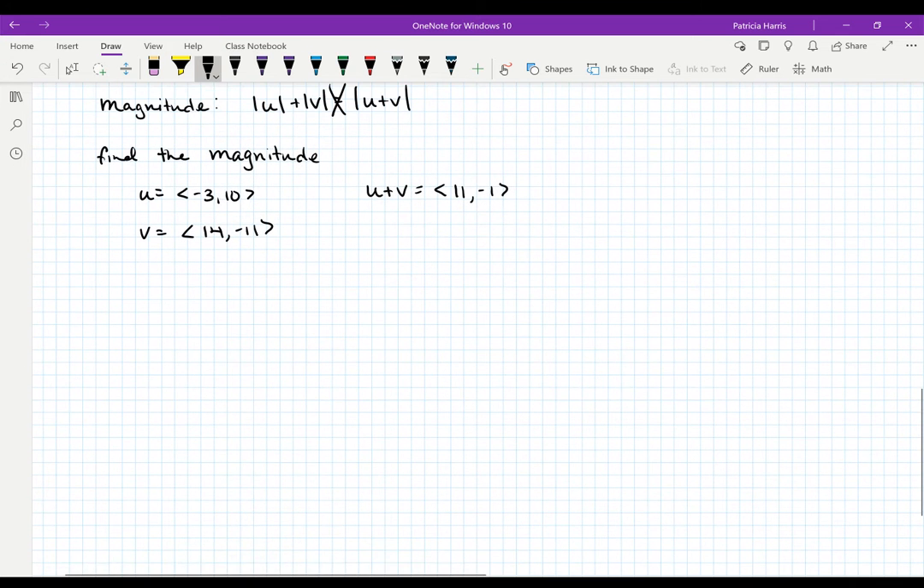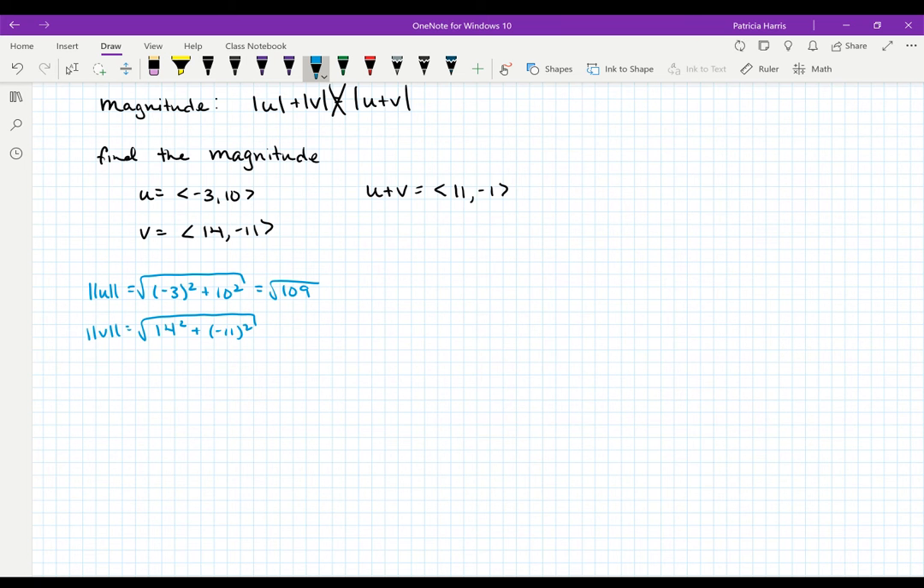So the magnitude of u, again, we can use a double bar or a single bar. So the square root of negative 3 squared plus 10 squared is the square root of 109. Magnitude of v: 196 plus 121, 317.